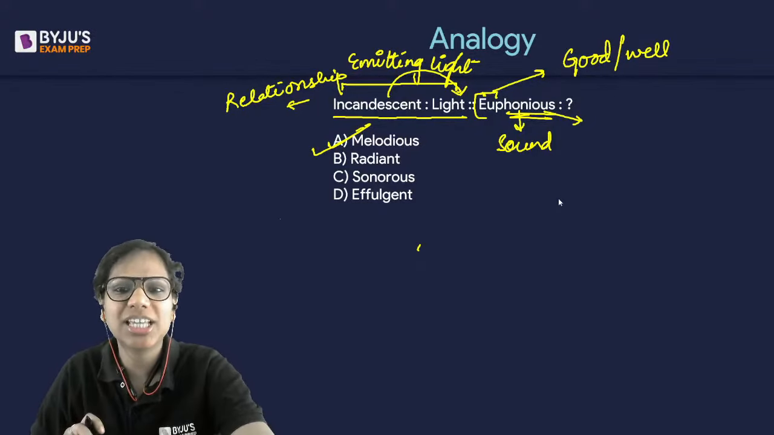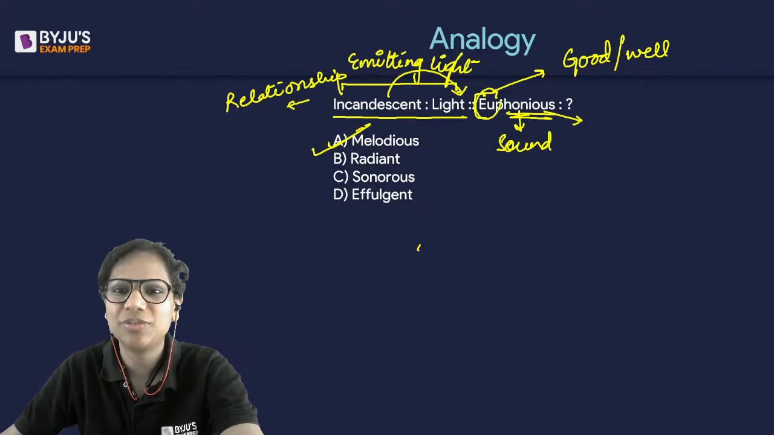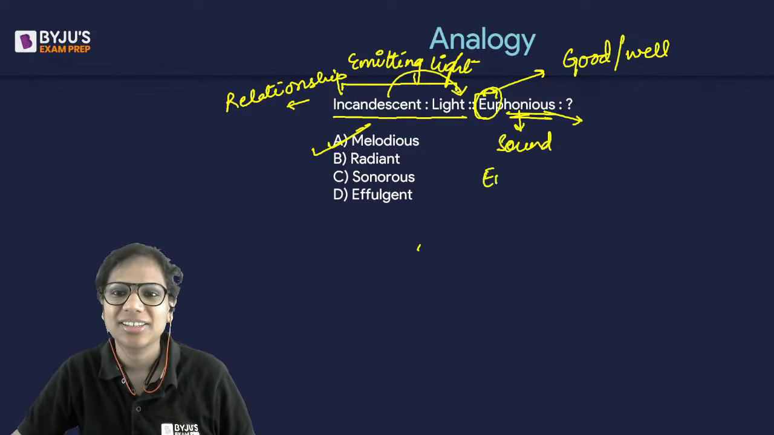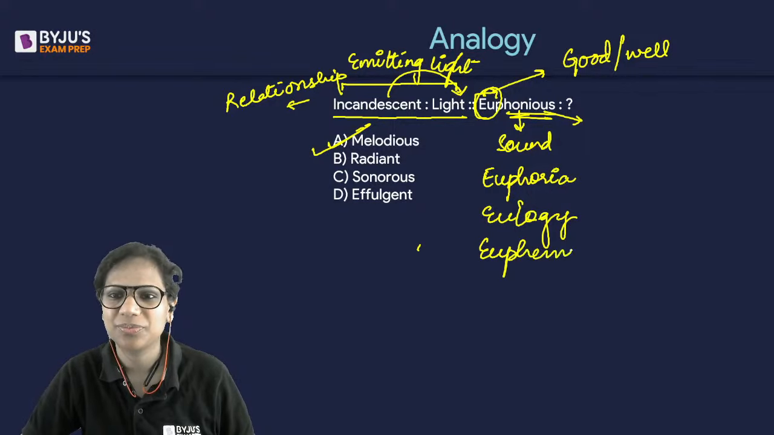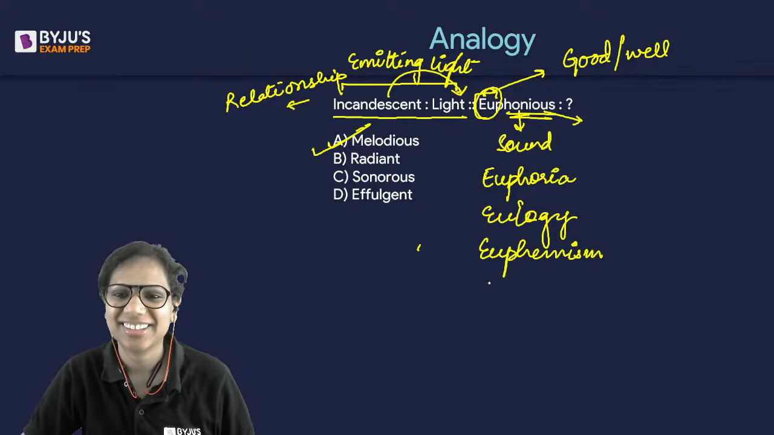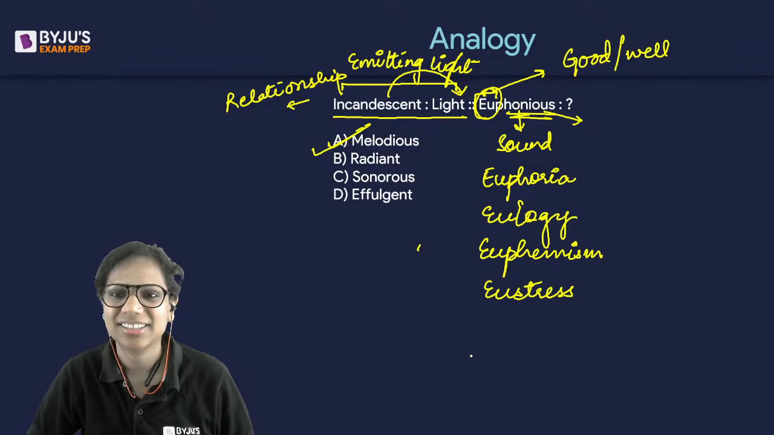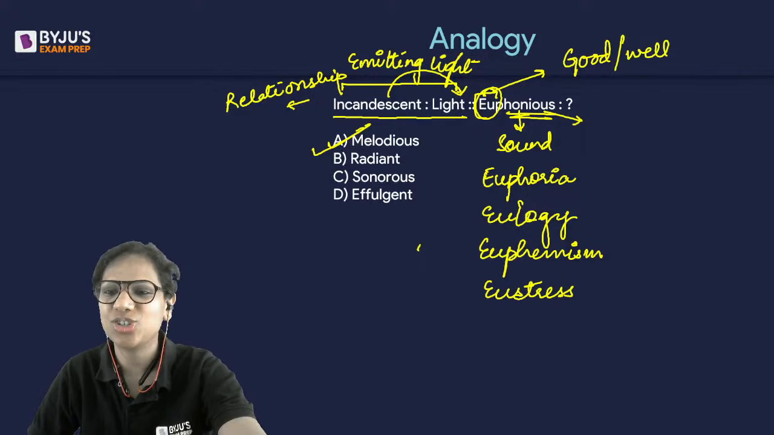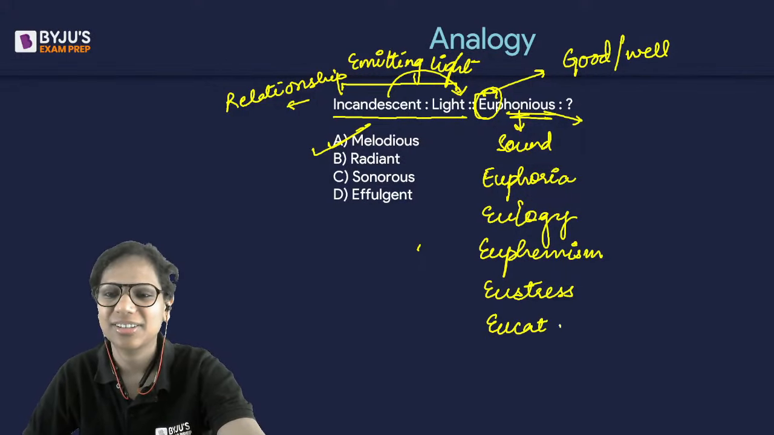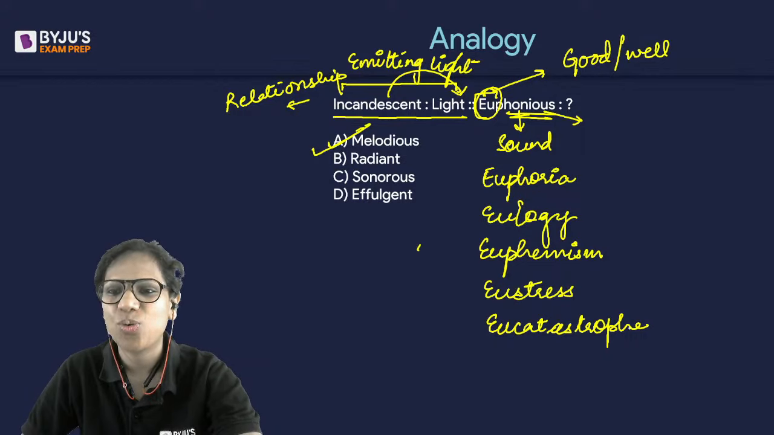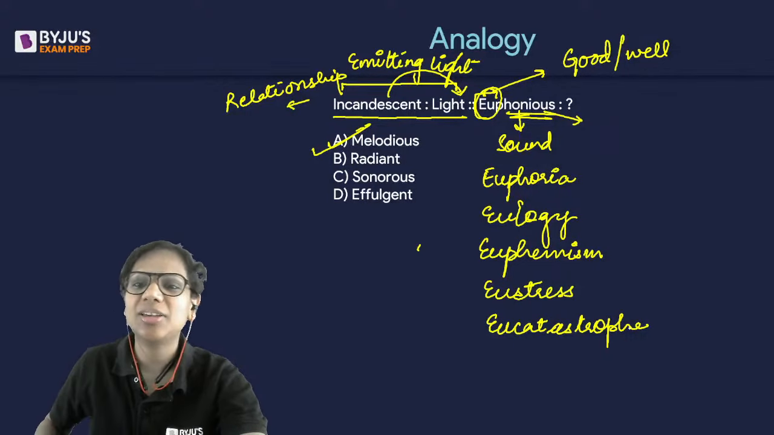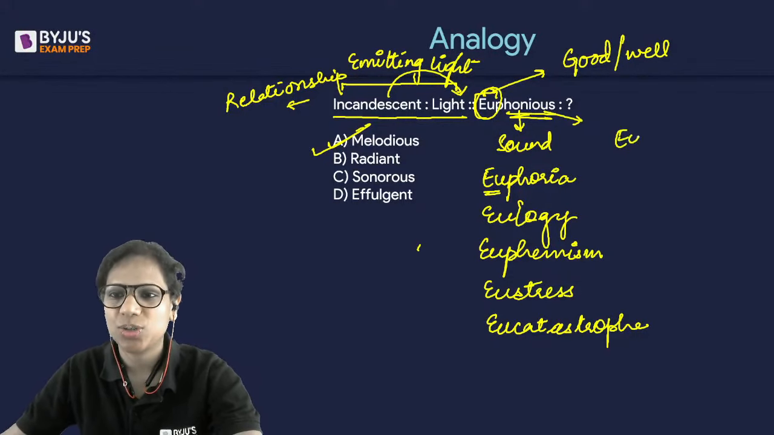Can you give me some other words that have EU as a prefix? It's a popular prefix. Euphoria. Yes. Eulogy. Euphemism. What else? Eustress. Eucatastrophe. Catastrophe. Eucatastrophe. These all have EU before them. That means they mean something good. Euthanasia also.